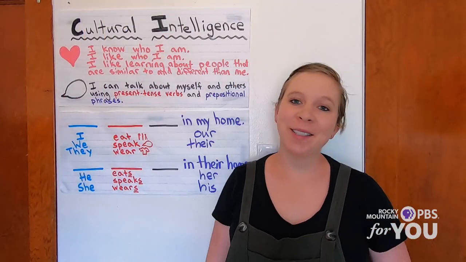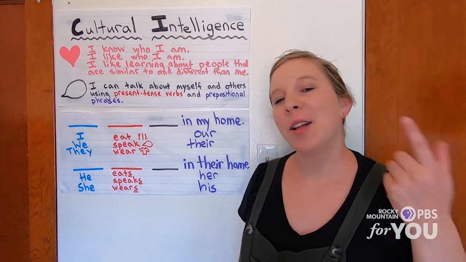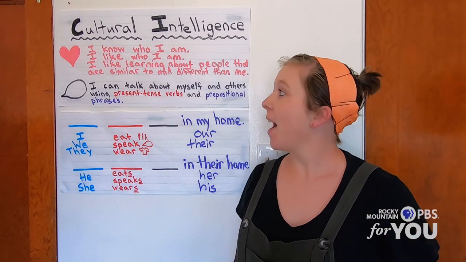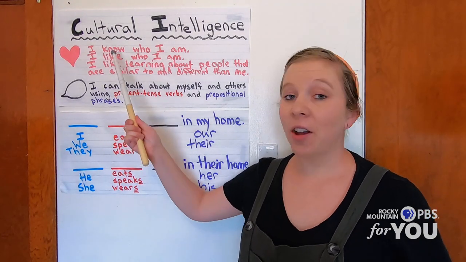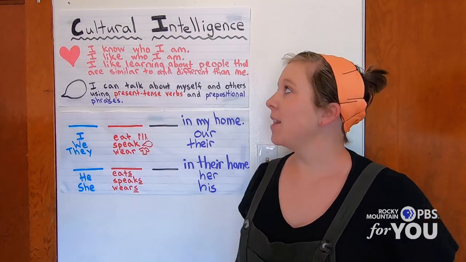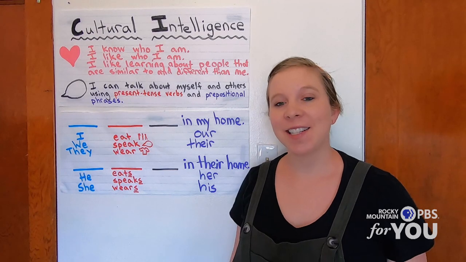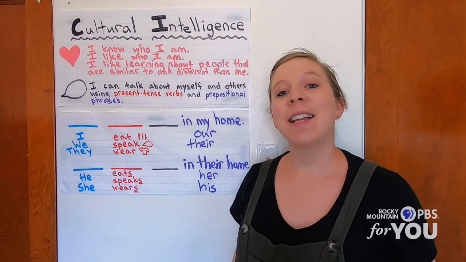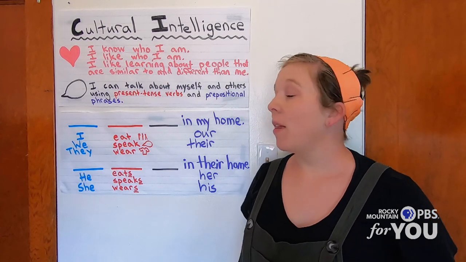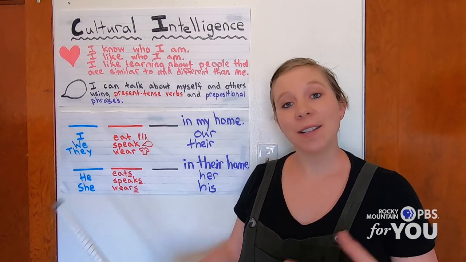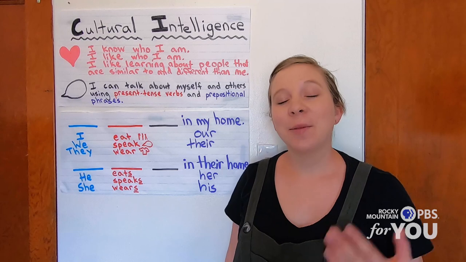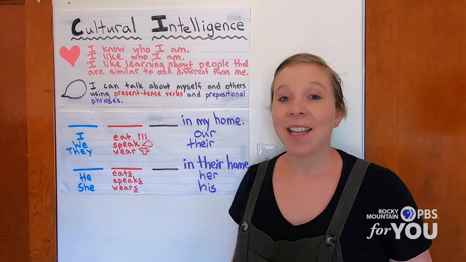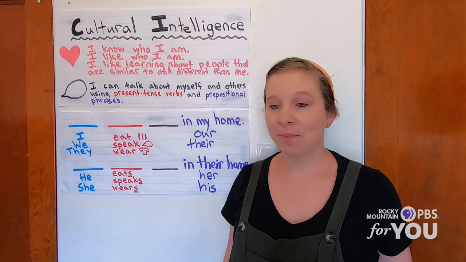What an awesome book. After reading that book, what do you think cultural intelligence is? I think it has to do with our heart goals. I think cultural intelligence is knowing and liking who I am and knowing and liking who others are, whether they're similar to or different than me. So remember, one important part of cultural intelligence is being able to talk about it.